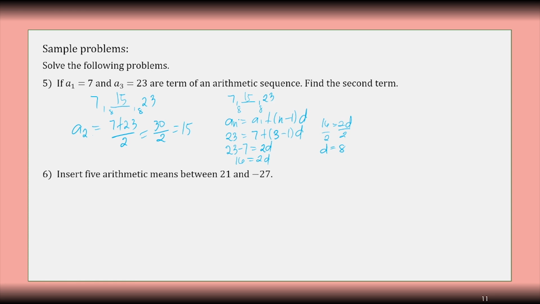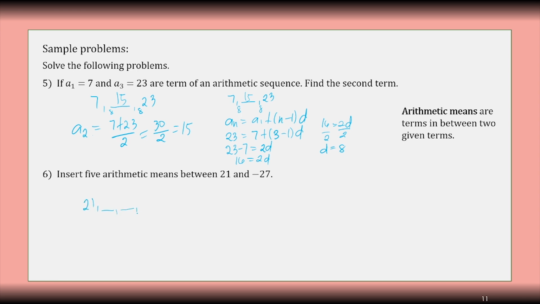Okay, so yung ini-insert natin, ang tawag sa kanya is arithmetic means. So arithmetic means are terms in between two given terms. So dito, gagamitin natin siya sa example number 6. So example number 6, we need to insert 5 arithmetic means between 21 and negative 27. So pababa yung ating given number. So decreasing, kaya ang ating common difference will be negative. Now, so we have 21.